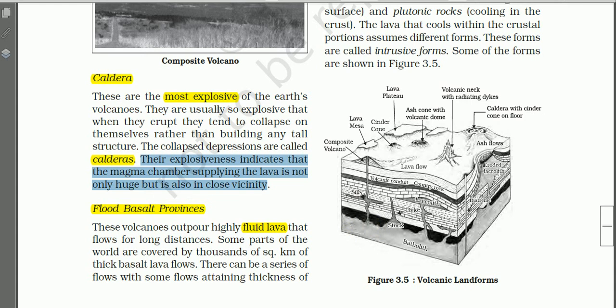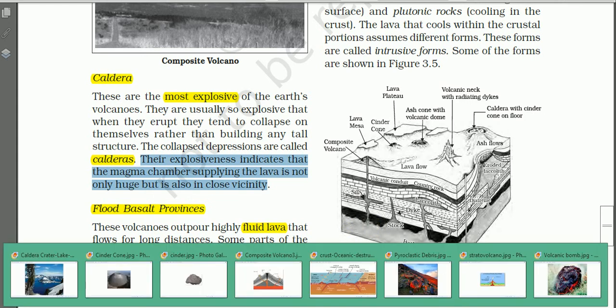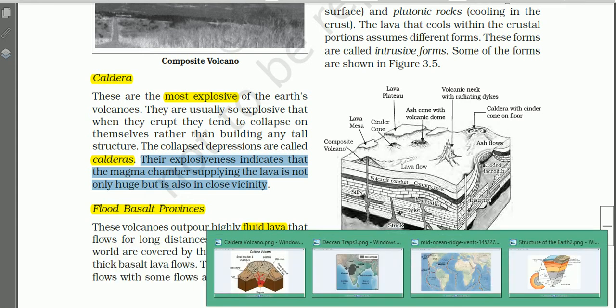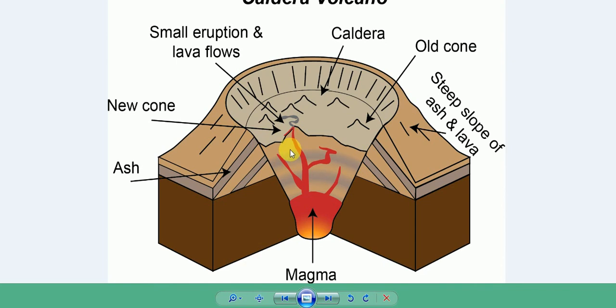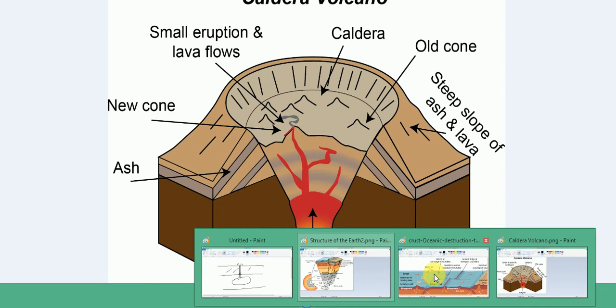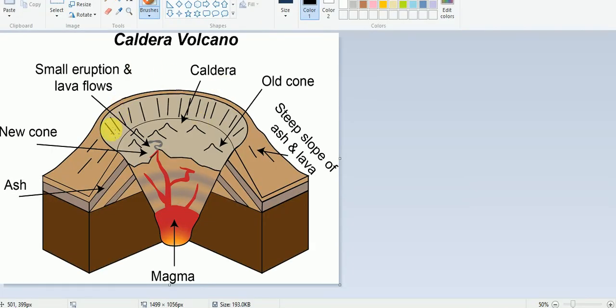So here we have a diagram of this caldera. This is caldera volcano. Actually, the whole area is known as caldera. Caldera is a large bowl-shaped volcanic depression, more than 1 kilometer in diameter. Caldera actually refers to this mouth of the volcano. Here the diameter is more than 1 kilometer, and inside the caldera you may find so many eruptions.